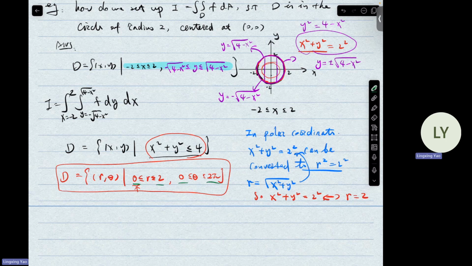So this may tell us or inspire us to actually write or think about the double integral in these polar coordinates somehow. Okay, we will do that in the next bit.